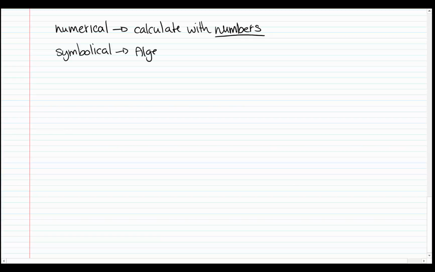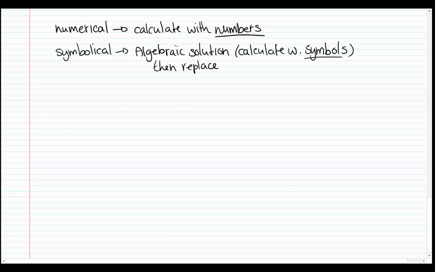Until now, we have always calculated with numbers. However, MATLAB can also calculate symbolically, which means that MATLAB first uses MuPAD software to calculate the solution algebraically, so with symbols. And then in the final step of the calculation, it replaces the symbols with numbers. This prevents round-off errors in your calculations, but it's not suitable for every calculation there is.